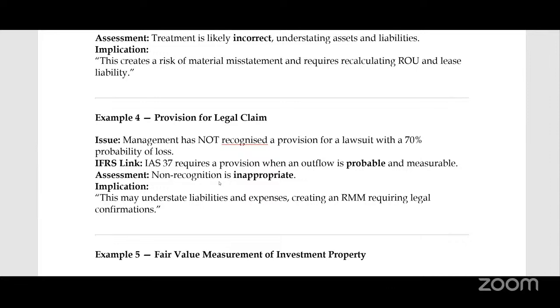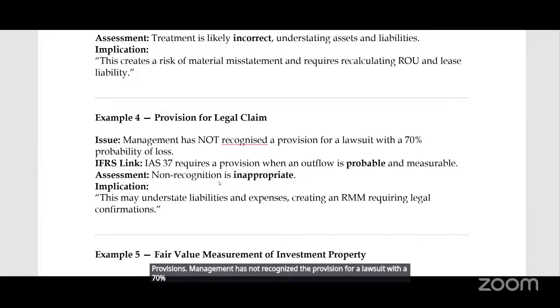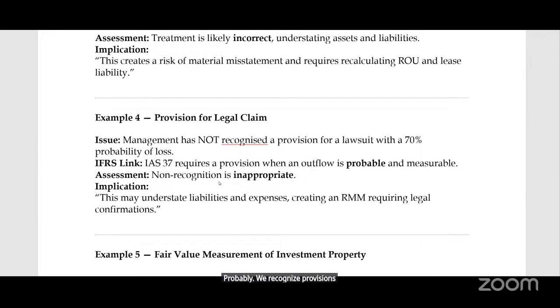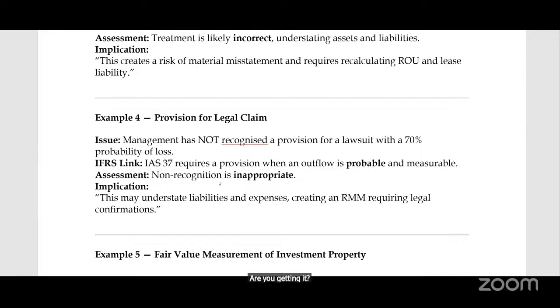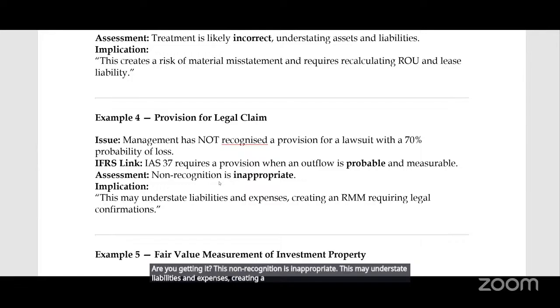Provisions. Management has not recognized a provision for a lawsuit with a 70% probability of loss. 70% is more likely than not, right? Probable. We recognize provisions when they are probable. So you are going to say IAS 37 requires a provision when the outflow is probable and measurable. Are you getting it? This non-recognition is inappropriate. This may understate liabilities and expenses, creating a risk of material misstatement, requiring legal confirmations. Do you understand?